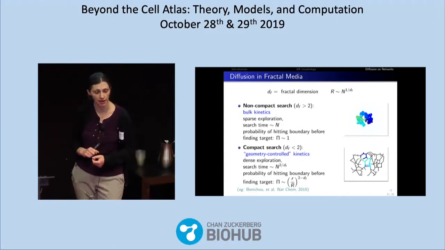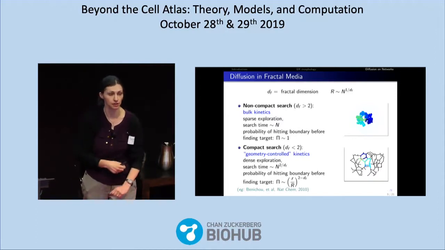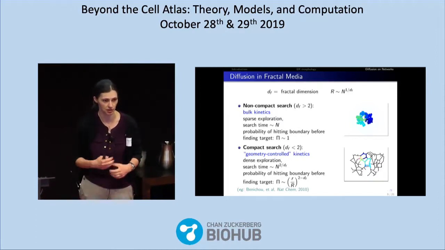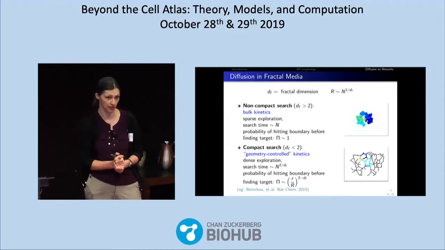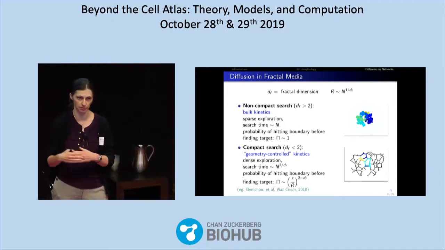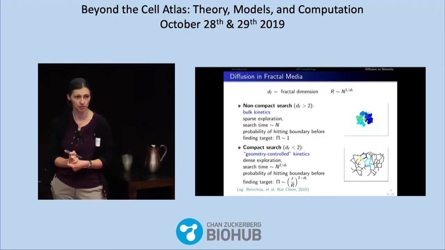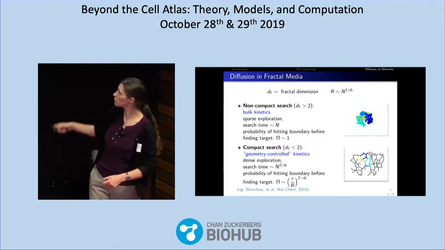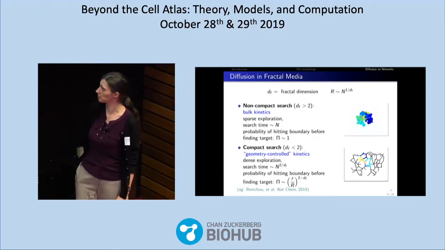By contrast, if you have a domain of dimension less than 2, you will be in the regime of compact search, where you have geometry-controlled kinetics. So the closer you start to your target, the more likely you are to find that target before you ever hit the boundary of the domain. And your search time is going to have a stronger dependence on the number of sites available to you.